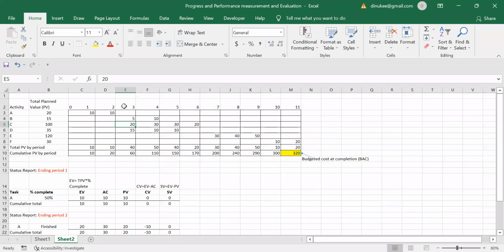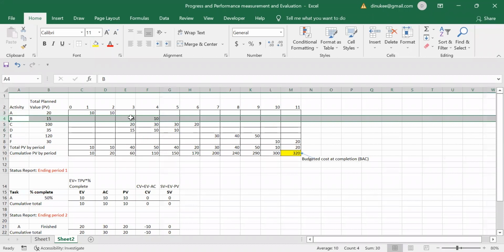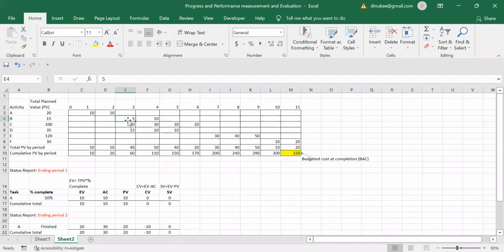Ending period three means this, right? So at this ending period three, you have to see what is the planned value for the activity B. So the activity B begins here, right? So what is the planned value for the activity B at the ending period three?